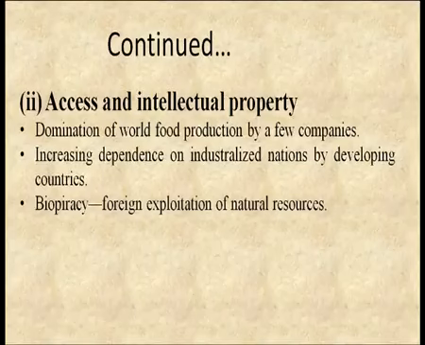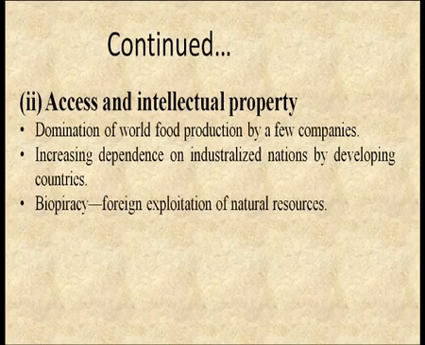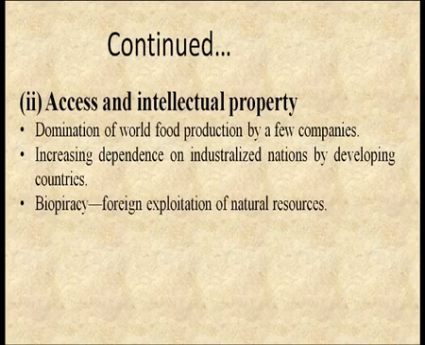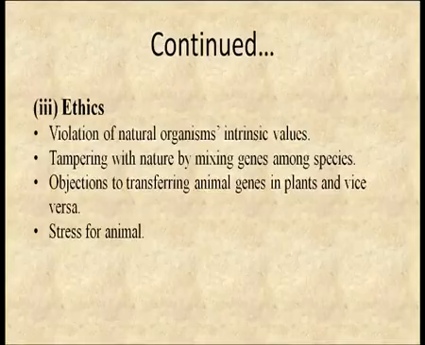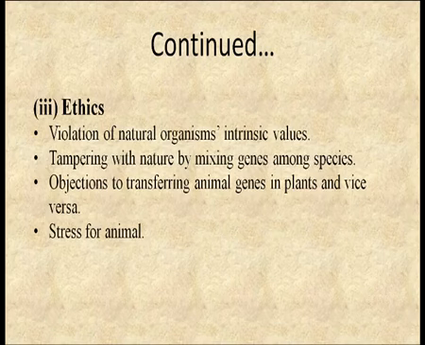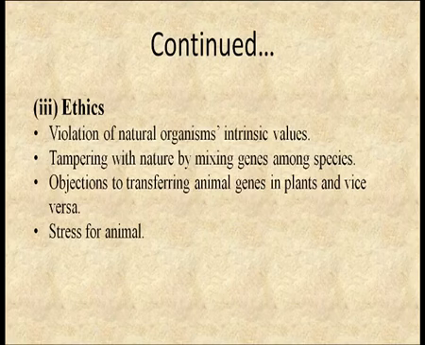Next, access and intellectual property: domination of world food production by a few companies, increasing dependence on industrialized nations by developing countries, biopiracy, that is foreign exploitation of natural resources. Now, next is ethics: violation of natural organisms' intrinsic values, tampering with nature by mixing genes among species, objections to transferring animal genes in plants and vice versa, stress for animals.